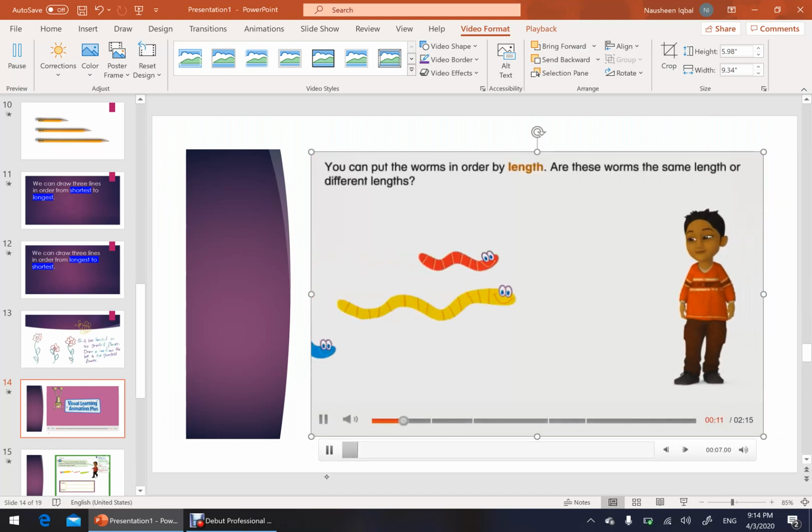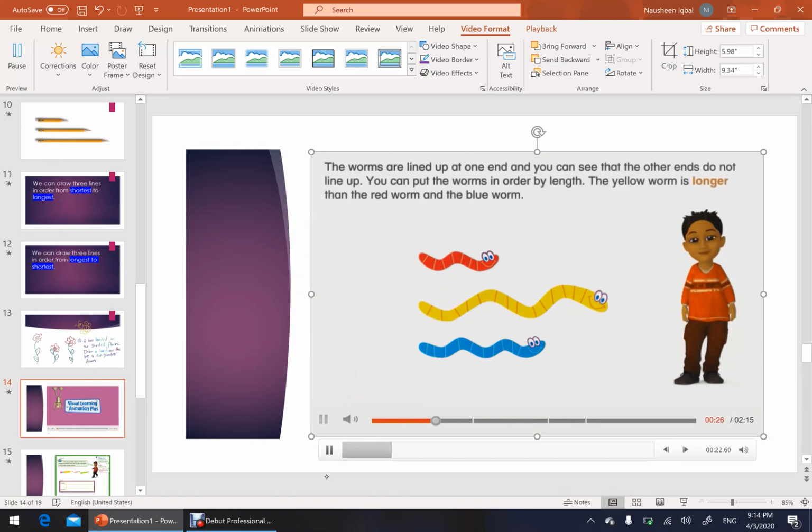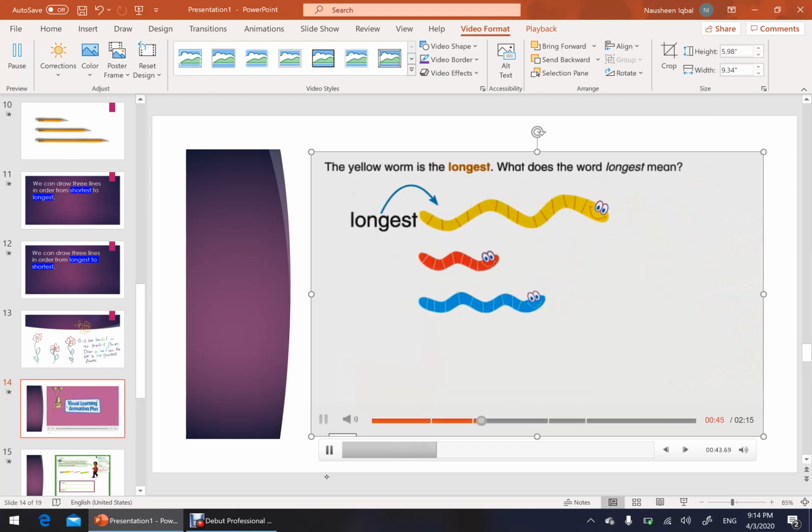You can put the worms in order by length. Are these worms the same length or different lengths? They are different lengths. How can you tell? The worms are lined up at one end, and you can see that the other ends do not line up. You can put the worms in order by length. The yellow worm is longer than the red worm and the blue worm. The yellow worm is the longest.